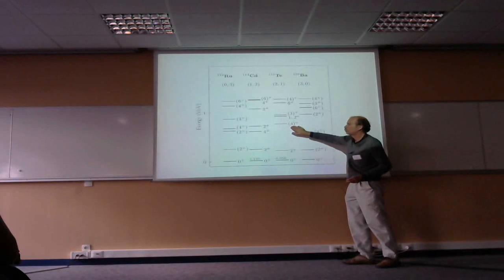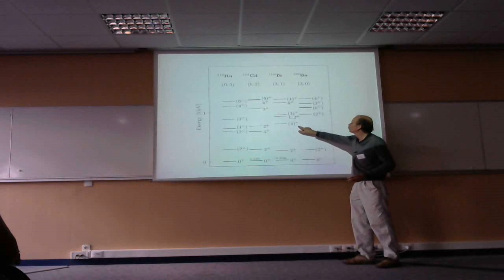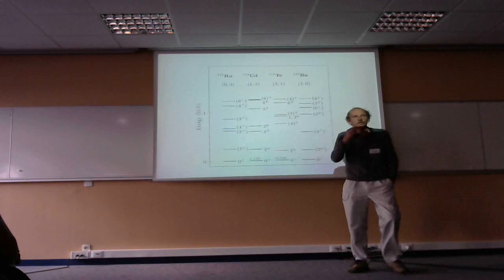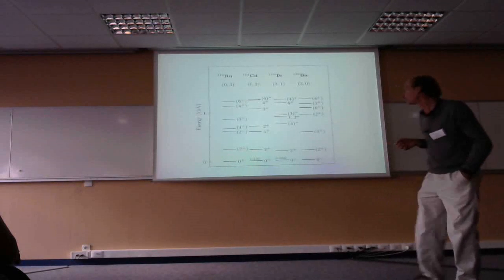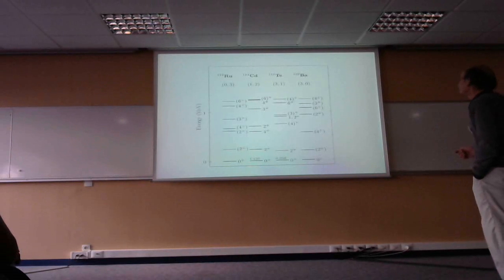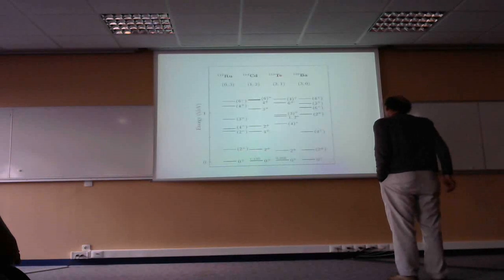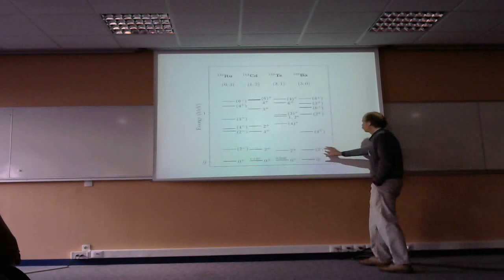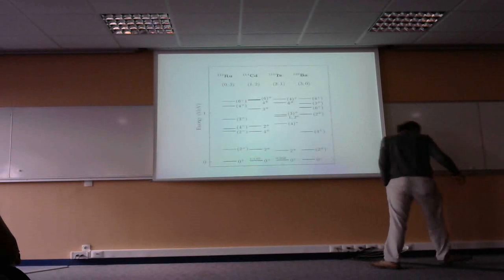Of course, there are some doubts. You see these question marks, these brackets, parentheses. So it's of course not so easy to identify these intruder states higher in the level scheme. This is close to 2 MeV. But at least for the first excited state, it's reasonable.